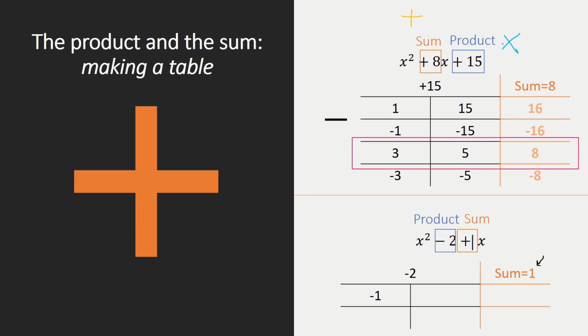minus 1 times 2 equals minus 2. Minus 1 plus 2 equals 1. That's already what we needed, but you may continue if you're not sure. 1 times minus 2 equals minus 2 as well. But if I'm going to add 1 minus 2, then it's minus 1 and not the one that we're searching for. So minus 1 and 2 are the numbers that we're looking for.